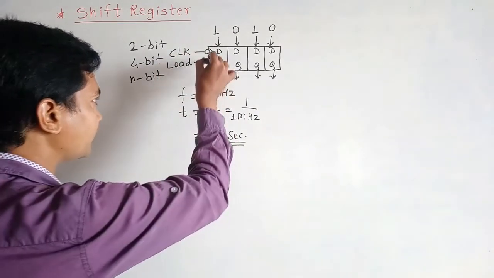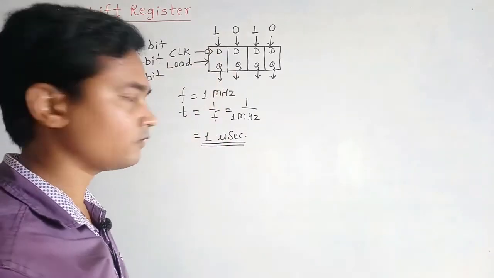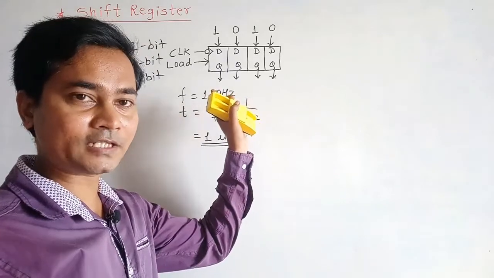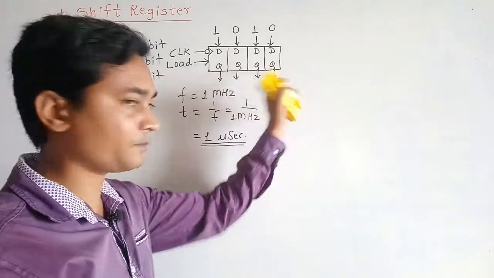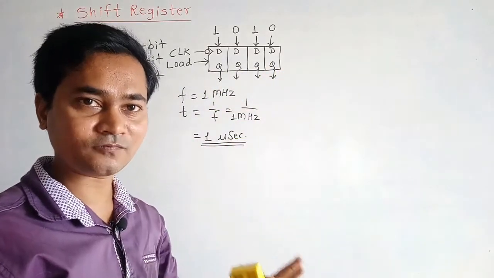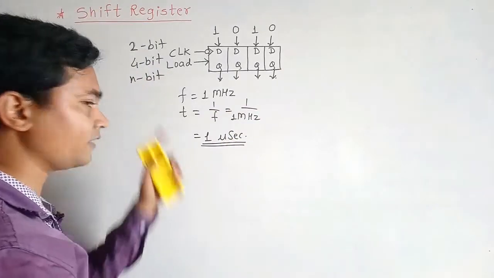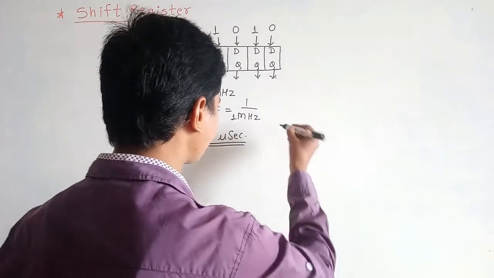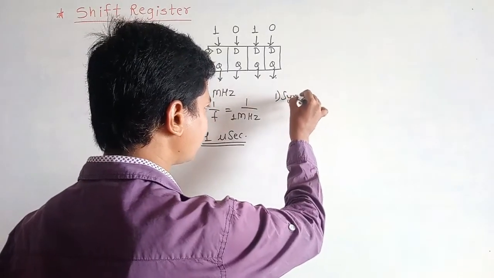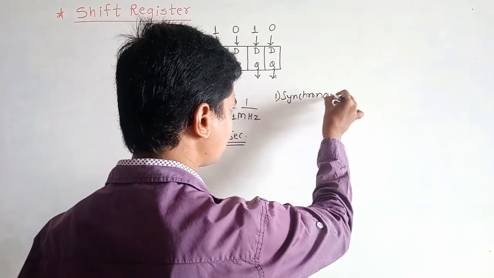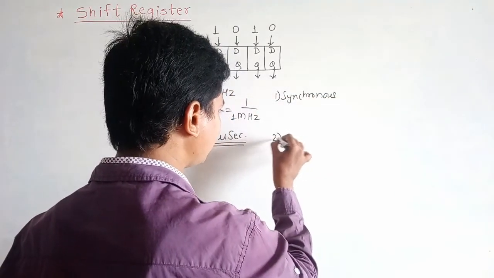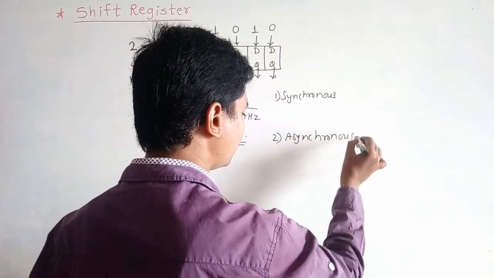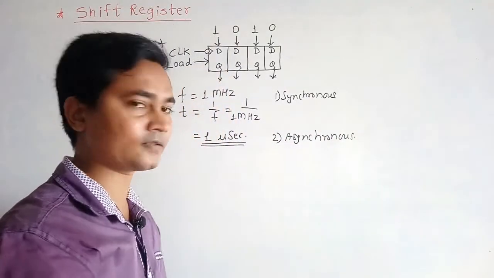Okay, load signal. So load is also one more control, deciding when to shift the data at the output of these D flip-flops and when not to. The load has two types: first is synchronous load and second is asynchronous load. So what is meant by synchronous and what is meant by asynchronous?